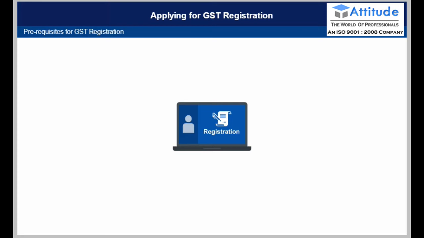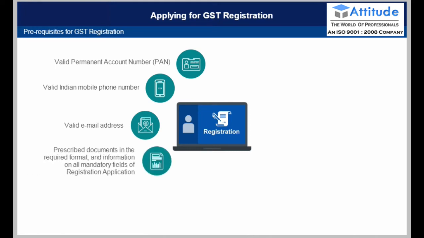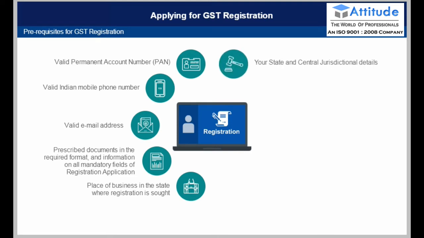However, there are some prerequisites before initiating the registration process. Please ensure that you have a valid permanent account number, PAN, a valid Indian mobile phone number, a valid email address, the prescribed documents in the required format, and information on all mandatory fields as required for registration. Place of business in the state where registration is sought. Your state and central jurisdictional details of the place where registration is sought.